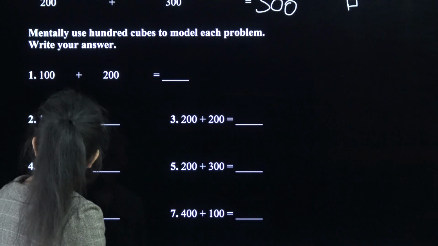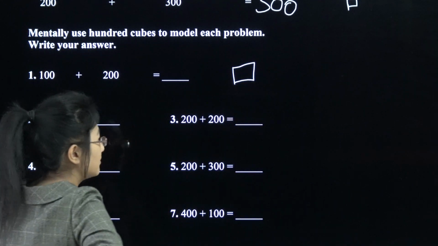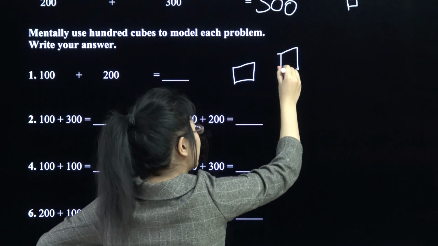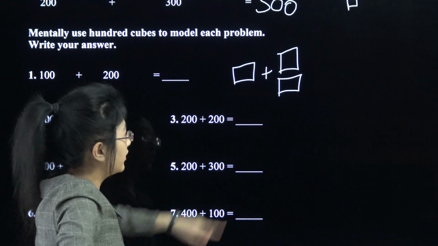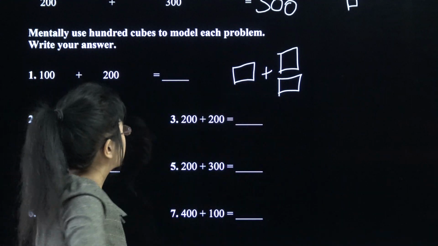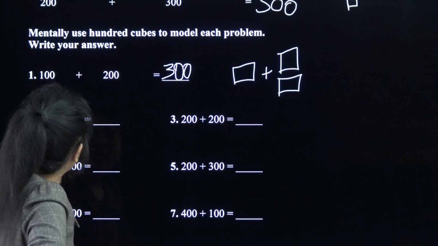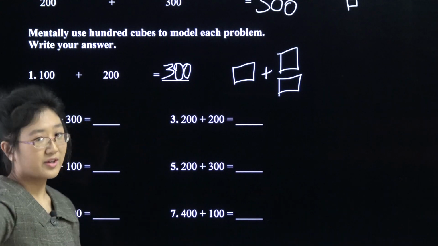Or draw it. So 100 is 100 cube. 200 is 200 cubes. So 100 plus 200 equals 100, 200, 300. 300. Now it's like 1 plus 2 equals 3, and then you just add 2 zeros.